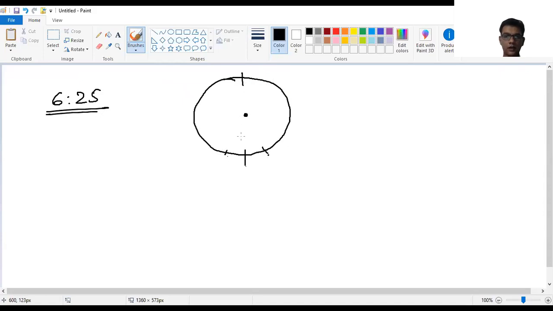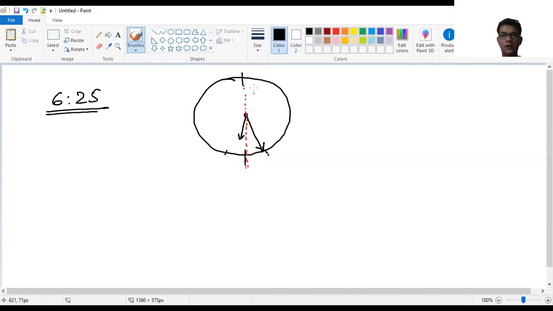So 6:25 means that my hour hand is somewhere after 6, whereas the minute hand is exactly at 25 minutes. Okay. Please understand that I am not preparing for NIFT or NID, so my drawing can be as pathetic as it can get. Don't bother about it. If you can understand it, great. If you can't, assume that these are circles and those are arrow marks. I can't get better than this. All right, so 6:25 is the time.